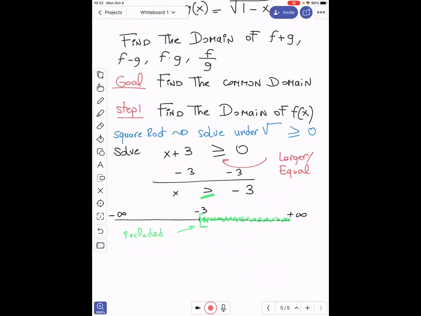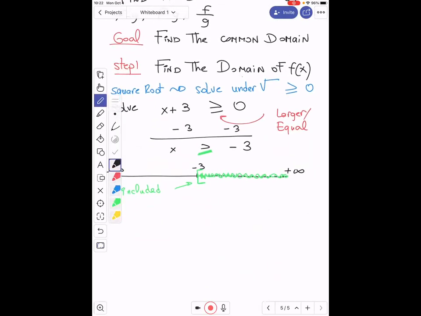So then the domain of f, to answer this first step, is written d subscript f, that's the notation for domain of f. The domain of f would be from -3 to +infinity. -3 is included, +infinity is always excluded. All right, so that's the first step. Now, second step, I need to find the domain of g.